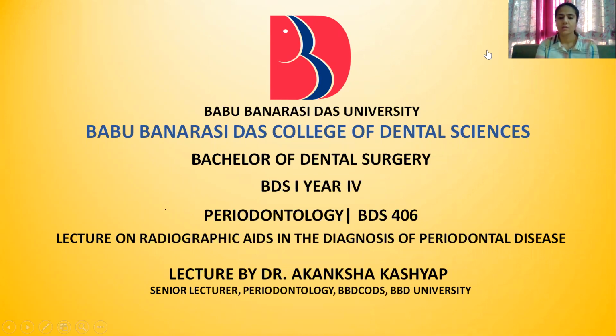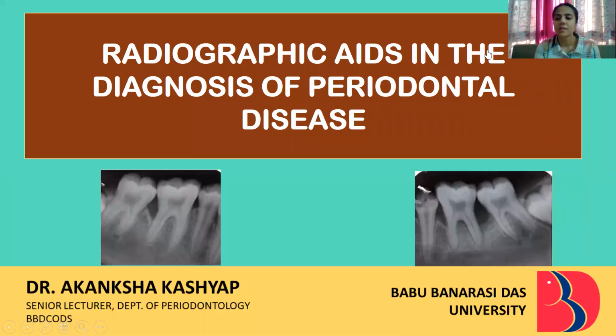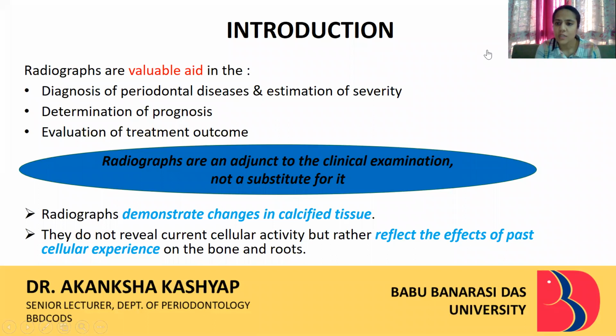So today we will be discussing the radiographic aids in the diagnosis of periodontal disease. So why do we need radiographs in periodontics? We need them for the diagnosis of the periodontal disease, to estimate how severe the disease is, and to determine the prognosis of the disease. Prognosis is the prediction of the probable course, duration, and outcome of the disease. And then radiographs are used for evaluation of the treatment outcome.